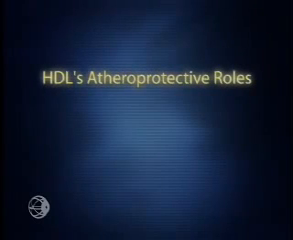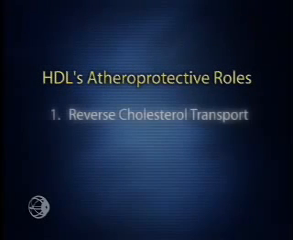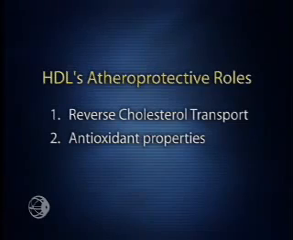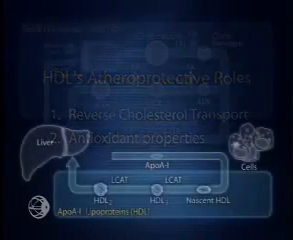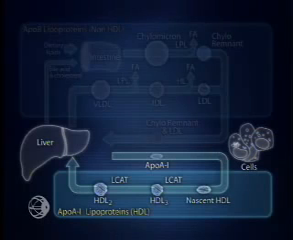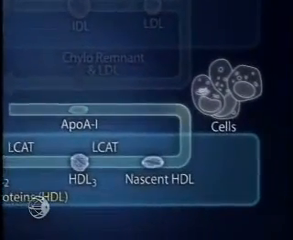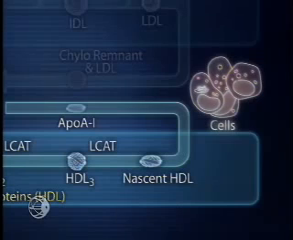HDL's two major atheroprotective roles are reverse cholesterol transport and properties which prevent LDL oxidation, a key trigger for atherogenesis. Let's look at reverse cholesterol transport. To begin, poorly lipidated ApoA1 is secreted from the liver and intestine and released into the plasma for circulation to peripheral cells, where it removes excess cholesterol, forming nascent HDL.